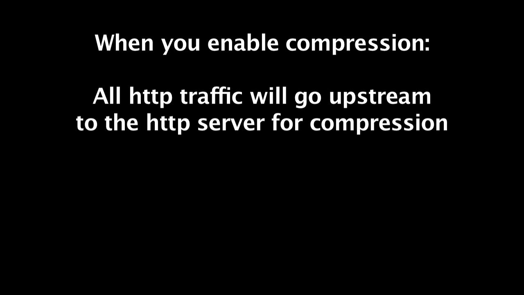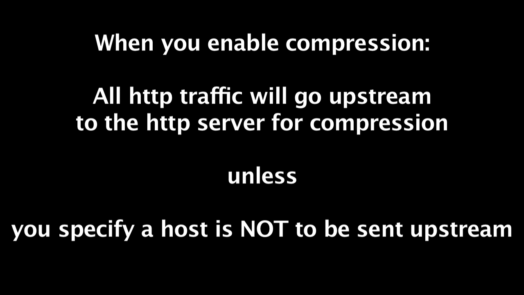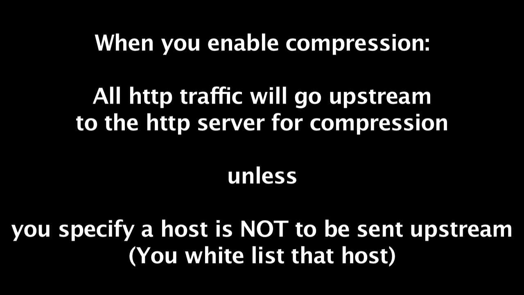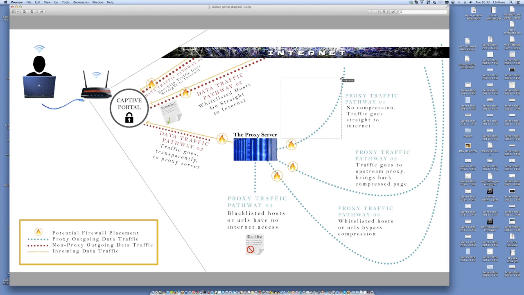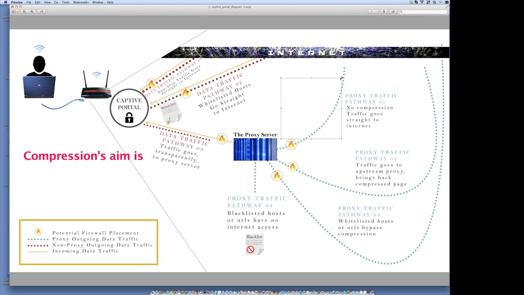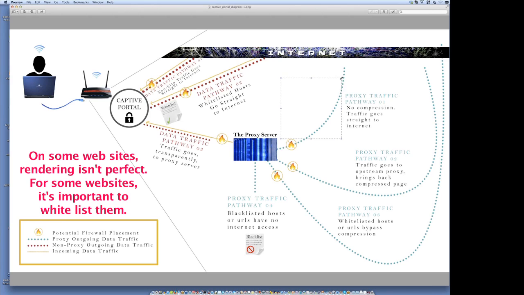But basically, when you enable the compression, all HTTP traffic will go upstream to the HTTP server for compression, unless you specify that a specific host is not to be sent upstream. You whitelist that host, in which case that host takes this path up here and goes straight to the internet. The reason for that is because the compression's aim is to give you some reasonable facsimile of the original page, but it's doing dramatic stuff to that page. And on some websites, the rendering isn't perfect, so for some websites, it's important to whitelist them.